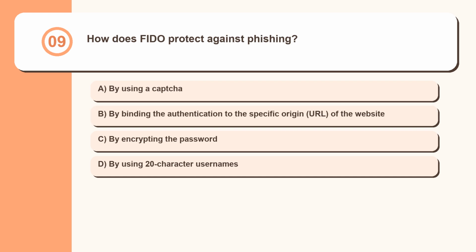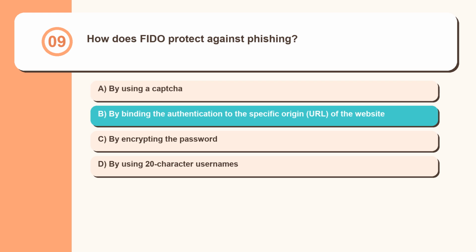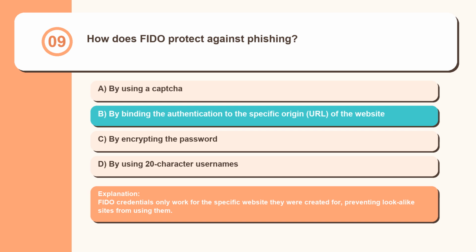Question 9. How does FIDO protect against phishing? By using a CAPTCHA. By binding the authentication to the specific origin, URL, of the website. By encrypting the password. By using 20-character usernames. FIDO credentials only work for the specific website they were created for, preventing lookalike sites from using them.